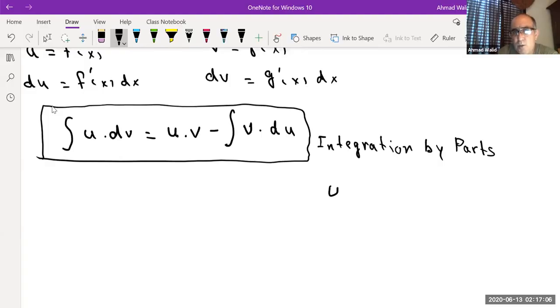U means differentiate or differentiation. dV is the part that you have to integrate or integration.